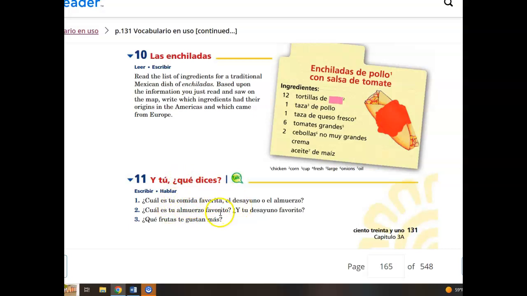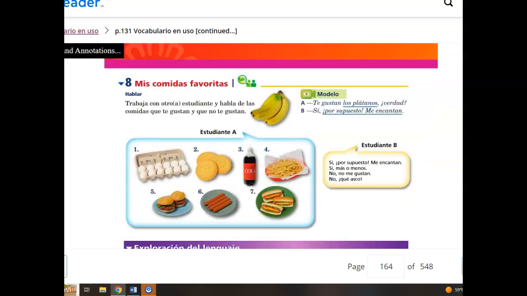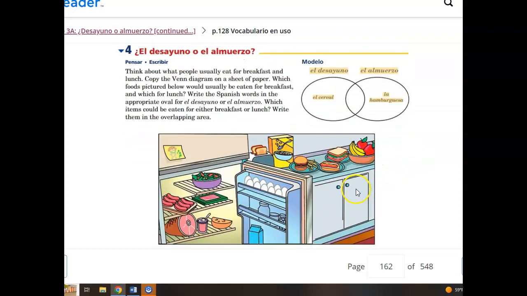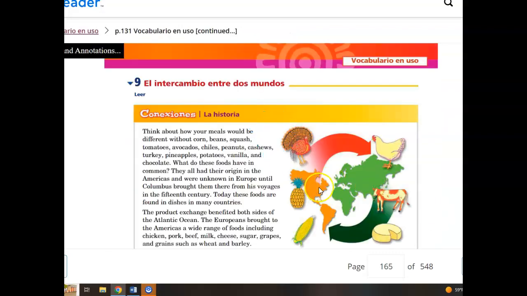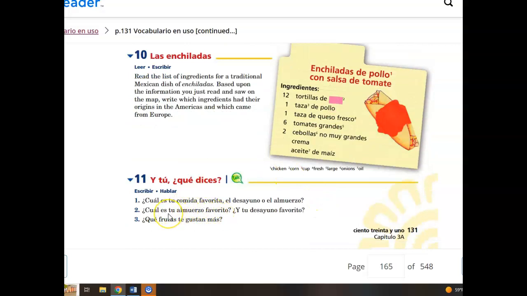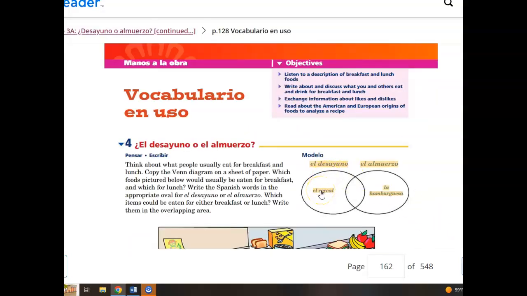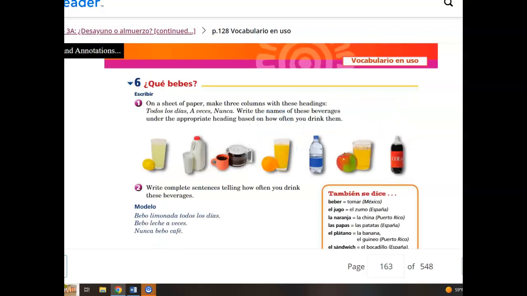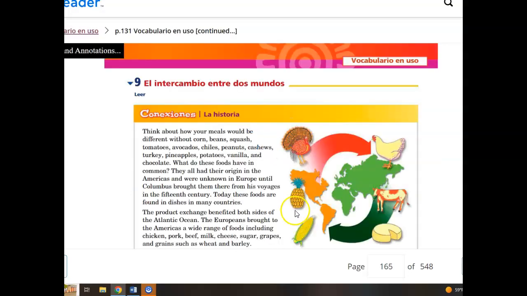Mi almuerzo favorito es, go back to your Venn diagram that we're going to do today. This is on page 128, organizing the different types of foods and drinks that we have for breakfast and lunch. Mi almuerzo favorito es la hamburguesa. Just an example. Mi desayuno favorito es el cereal. So take a look at the Venn diagram, take a look at the foods that you've identified that pertain to each el desayuno and el almuerzo, and then choose one of those that's your favorite.